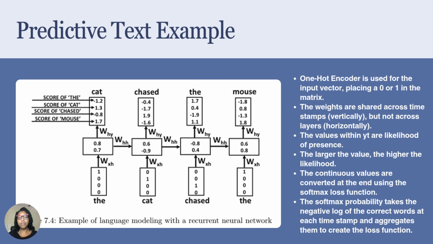So now we start a new layer, the cat chase. Chase is a new input layer. The vector changed. I think you get it now. As you can see, it got way more accurate in the predictions going forward because more iterations happen. As we said, these are not probabilities just yet. These are likelihoods. But softmax will actually take those continuous values and use the negative log of the correct words at each timestamp and aggregate those into the loss function, and that's where we will get our probabilities at the end.